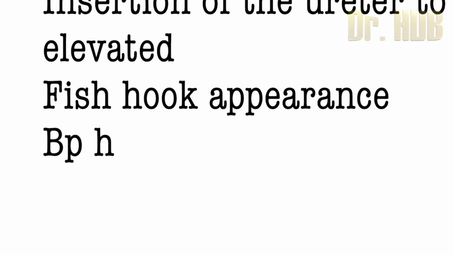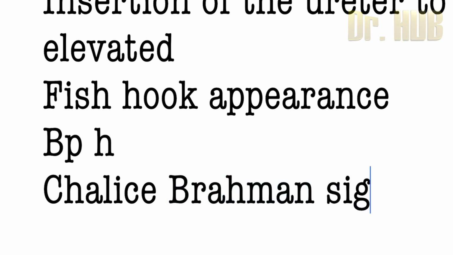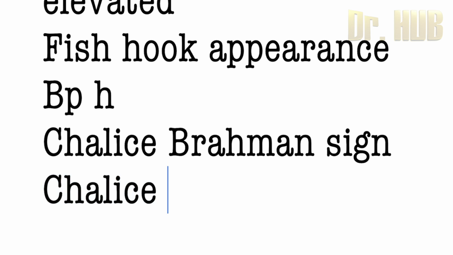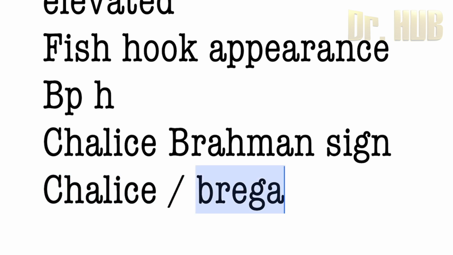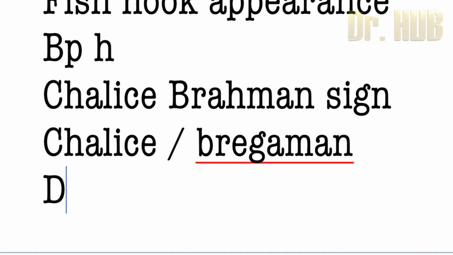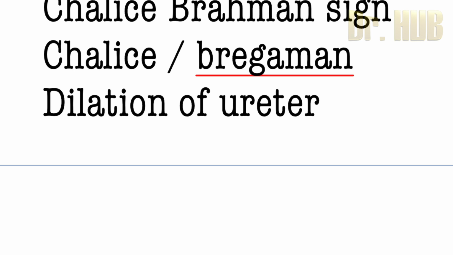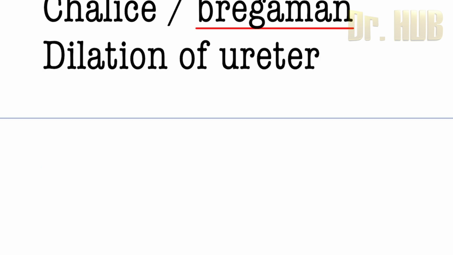Then we move on to the chalice or the Bregman sign. What is meant by the chalice or Bregman sign? There is dilation of the ureter. That is, there is a neoplasm, and it is not seen with calculi or thrombi.